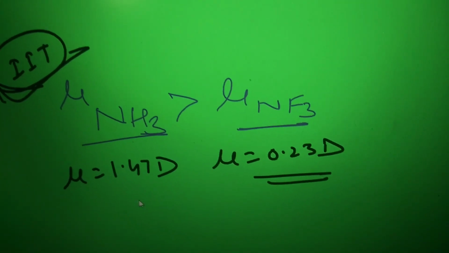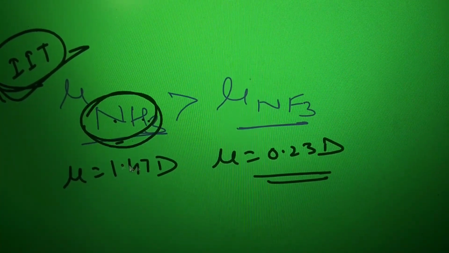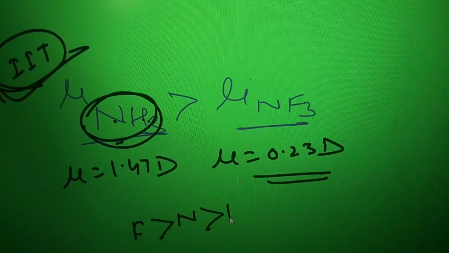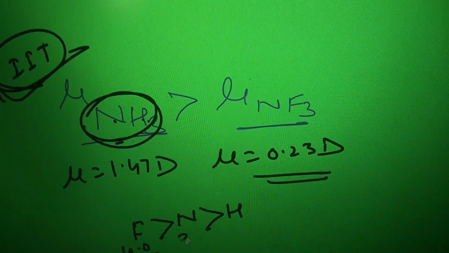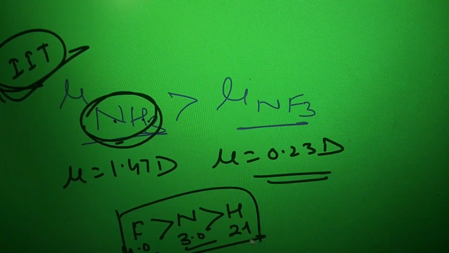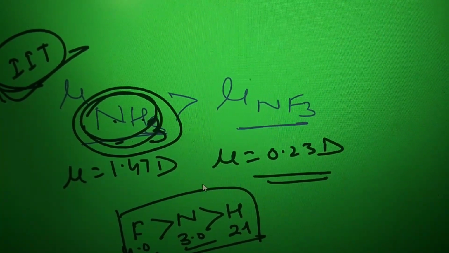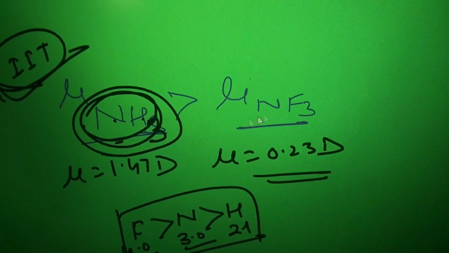Now let's discuss the dipole moment of ammonia. The dipole moment of ammonia is more than the dipole moment of NF3, because in ammonia all the individual dipoles are in one direction, but that is not the case in NF3. Fluorine is more electronegative than nitrogen, and nitrogen is more electronegative than hydrogen. The electronegativity of fluorine is 4, nitrogen is almost 3, and hydrogen is 2.1. So in NH3 all the dipoles are arranged in one direction, but it is not the case in NF3. Therefore, NH3 has more dipole moment than NF3.